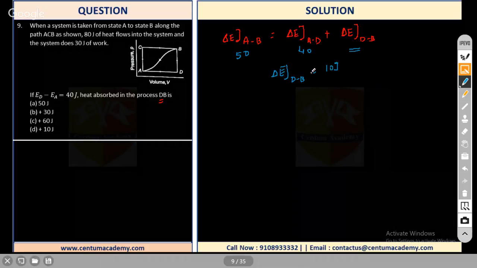Now if you apply the first law of thermodynamics, that will be equal to Q from D to B plus work done from D to B. Now you see, the D to B process is what? Constant volume. D to B is constant volume, so work done is equal to 0. So Q for D to B is nothing but 10. The heat absorbed is 10 joule.